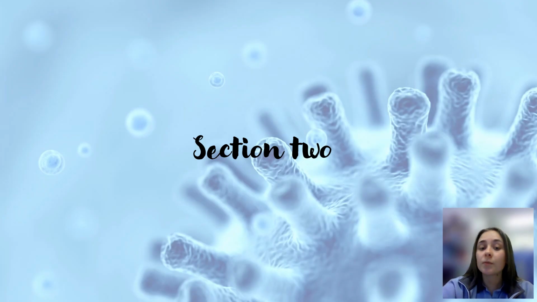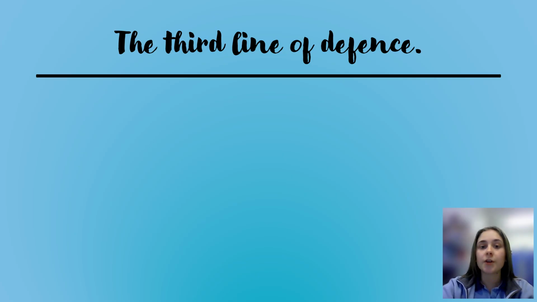I will now be moving on with section 2. So here we have the third line of defense. The third line of defense contains cells that destroy specific pathogens. These cells are called dendritic cells, and they are a communicator between the innate and adaptive immunity systems.